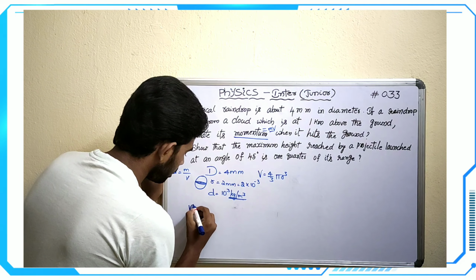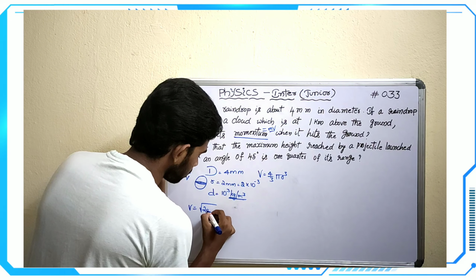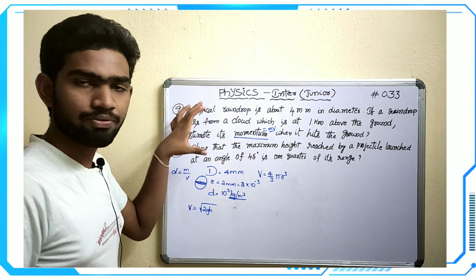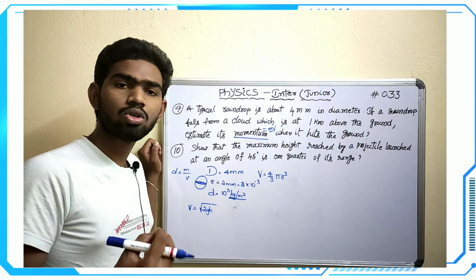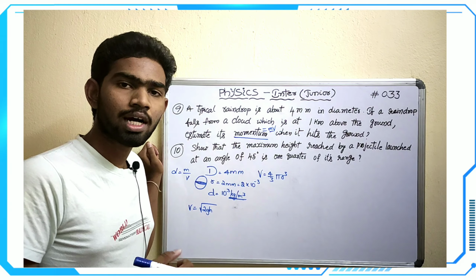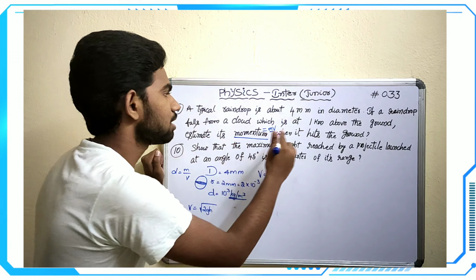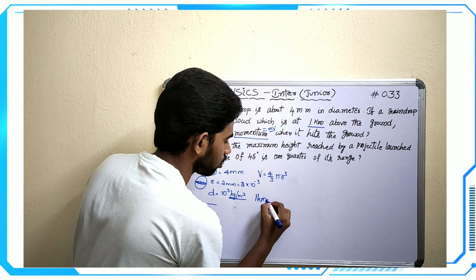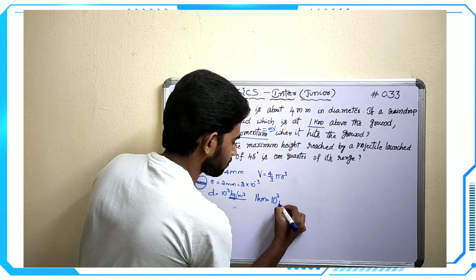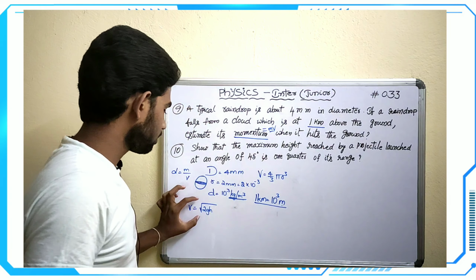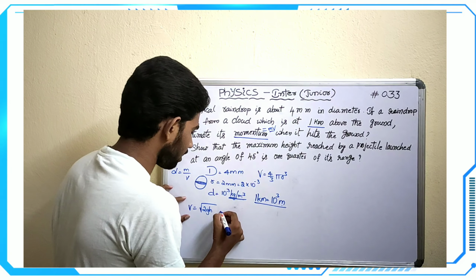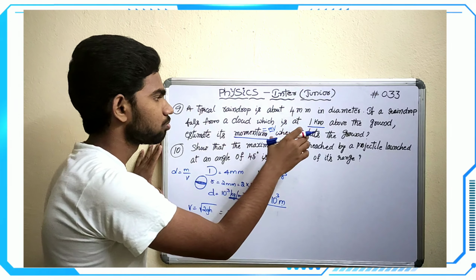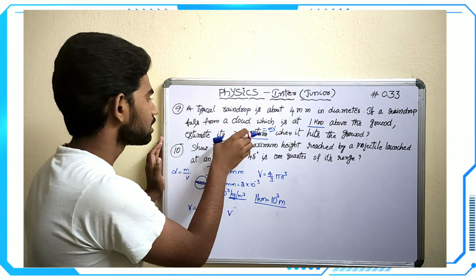The velocity formula is root 2gh, since it is freely falling. So V equal to root 2gh, where g is positive and h is already given, that is 1 kilometer, which is equal to 1000 meters. Substituting this in the formula, we can get the velocity. From this we can move the problem to the final stage, that is momentum.